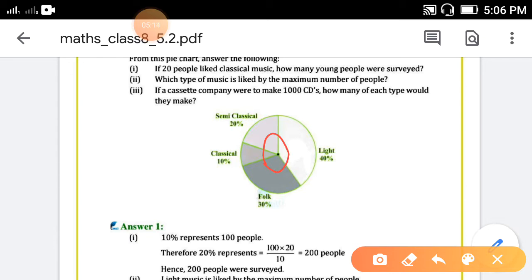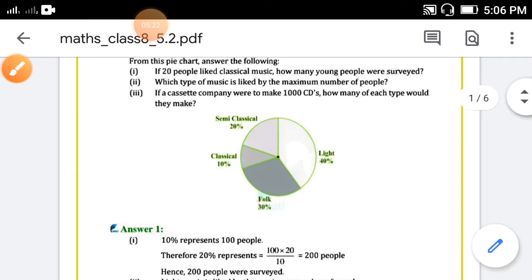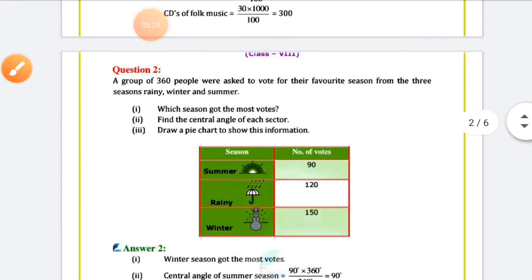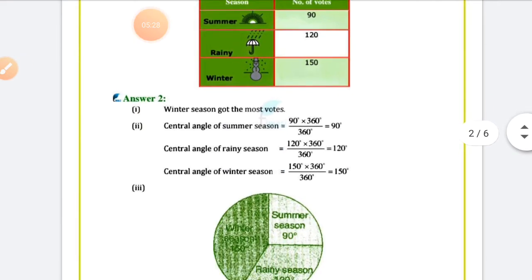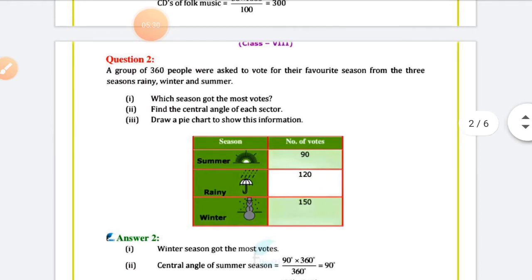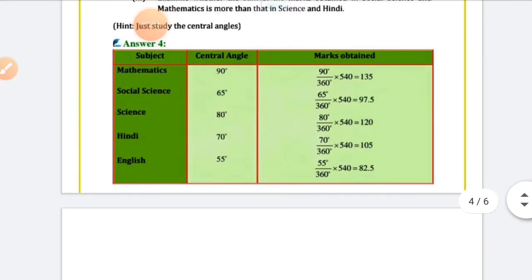The angle of this circle graph, pie graph, is 360 degrees. At the center of the circle, what is the angle? That is 360 degrees. Question number 2. So let us understand this question. It's very easy, and the remaining examples will follow the same method.